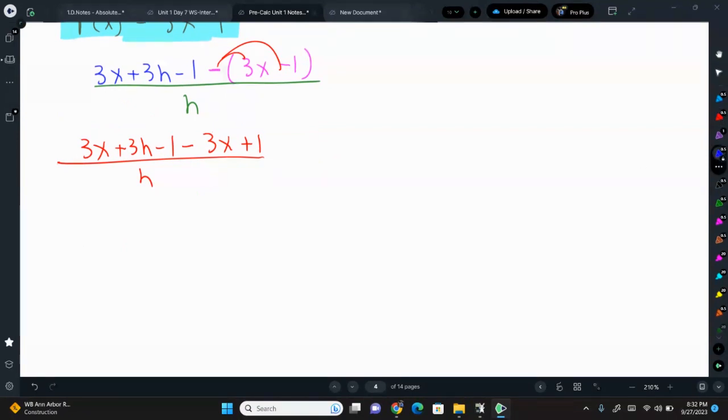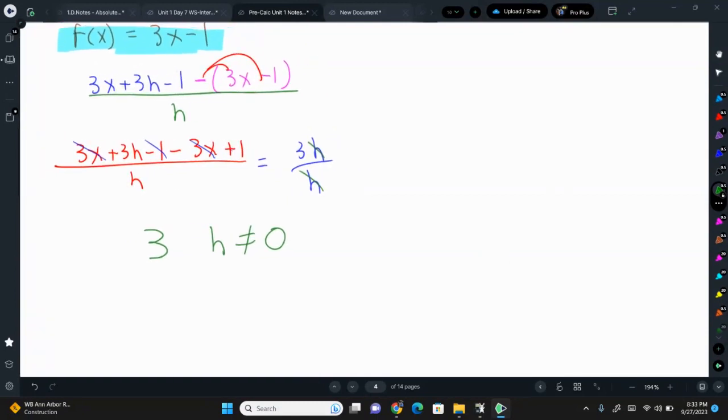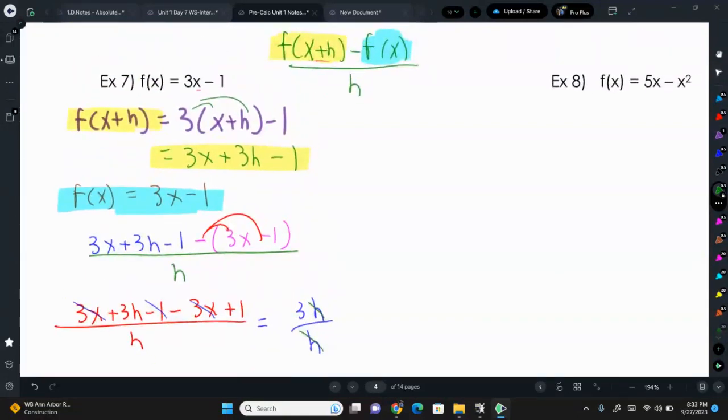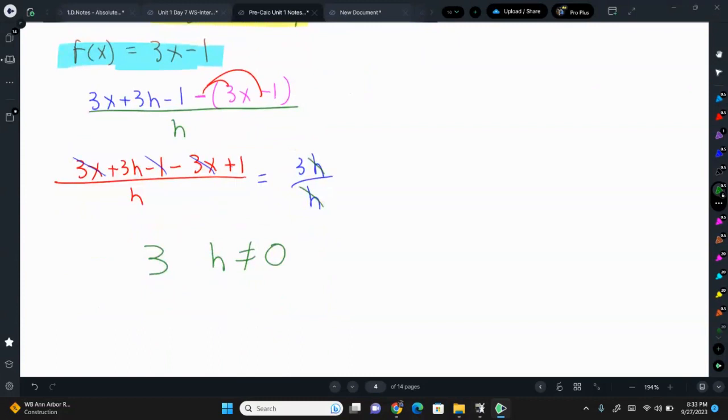And then we combine our like terms. 3x minus 3x goes away. Negative 1 plus 1 goes away. So we are just left with 3h over h. Well, the h's will cancel. So then our difference quotient reduces down to 3. And remember, h cannot equal 0. So you may get to the point where you don't need to first identify f of x plus h and f of x, but it's a good idea to do that at first and then plug them into the difference quotient formula.